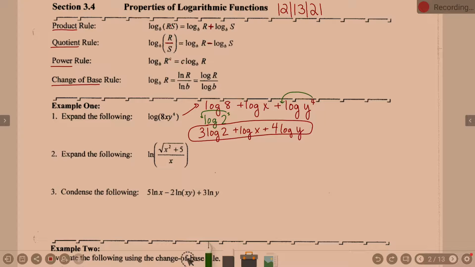It's a natural log this time. Natural log of square root of x squared plus 5 over x. Thoughts here? What do you see first? Quotient rule? There's division, yes? Division inside of a log can mean the log can be rewritten as 2 logs being subtracted. So let's start there. I'm going to say natural log of square root of x squared plus 5 minus natural log of x.